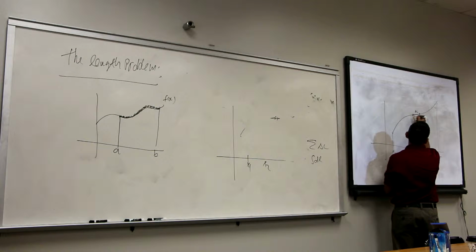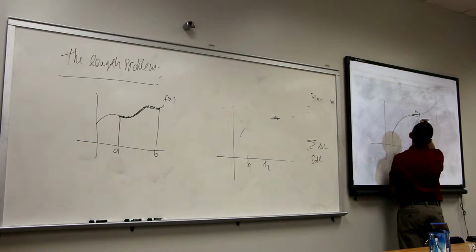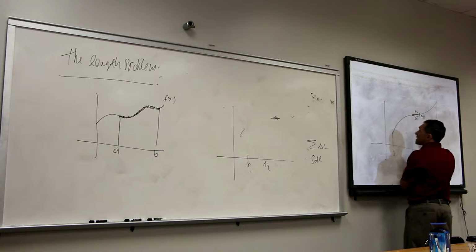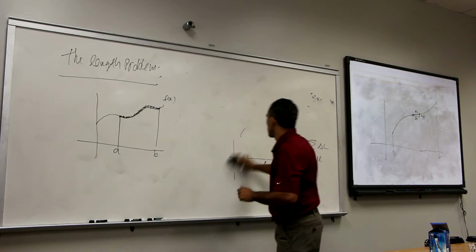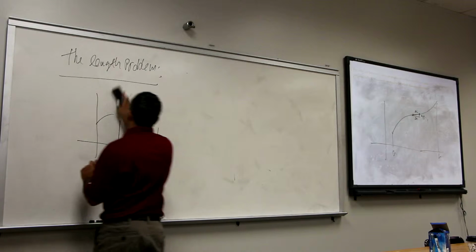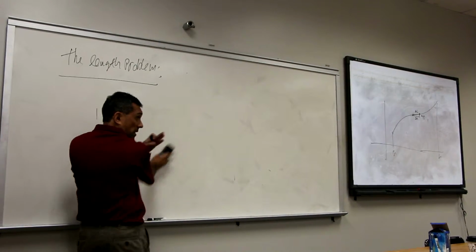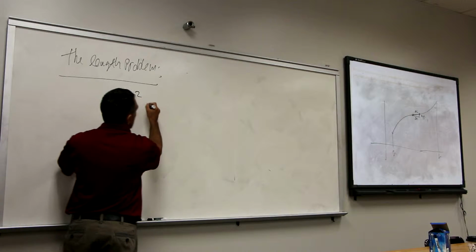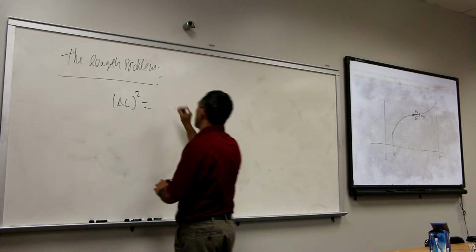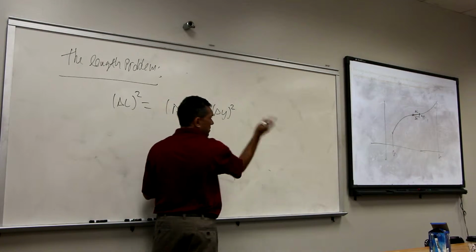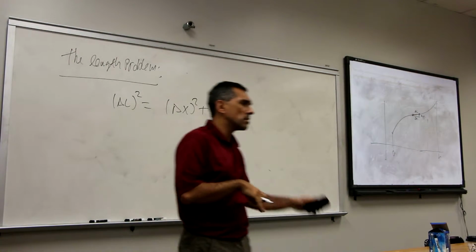So delta L is this squared plus this squared. What is this? Delta x. What is this? Delta y. So you see the delta L squared. Delta L squared is delta x squared plus delta y squared. That is the Pythagorean theorem. Delta L squared is equal to delta x squared plus delta y squared. This is nothing but the Pythagorean theorem because I'm using straight lines.